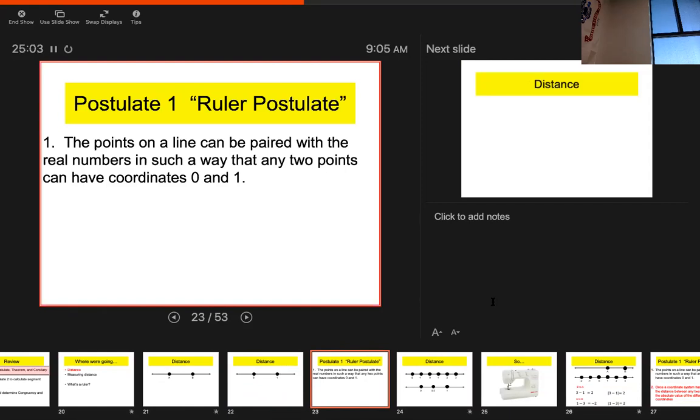All right, so this goes in your book of truth, not on your sheet of paper. The points on a line can be paired. Remember, I gave you a line, I put 2 points. The points on a line can be paired with the real numbers in such a way that any 2 points are 0 and 1. I just arbitrarily picked 2 points. But as soon as I pick those 2 points, one becomes 0, one becomes 1, there's my number line. I create the rest of the number line from that one measurement. This is called the ruler postulate, and it's Euclid 1.